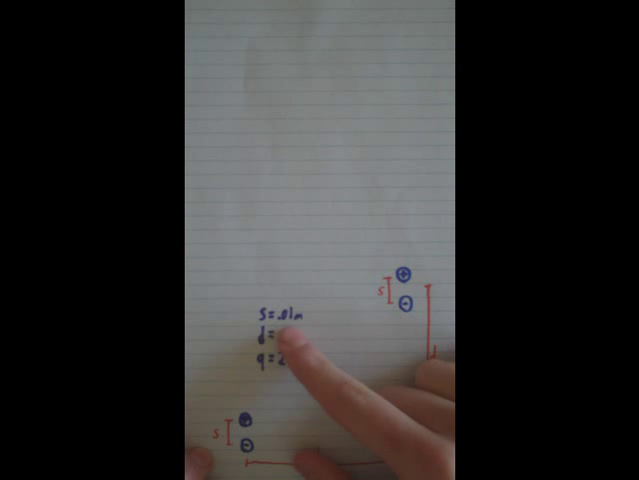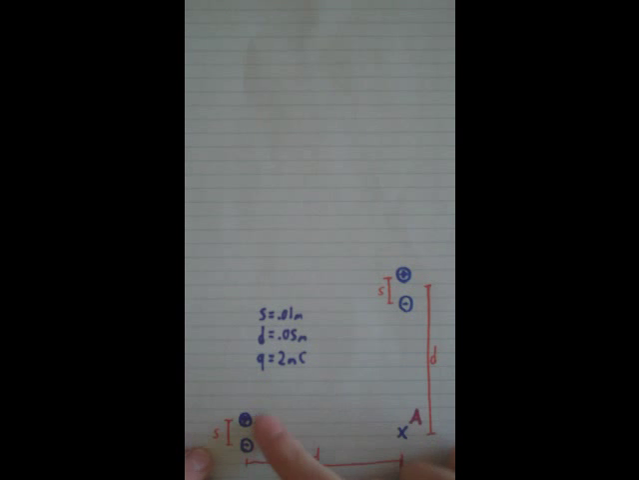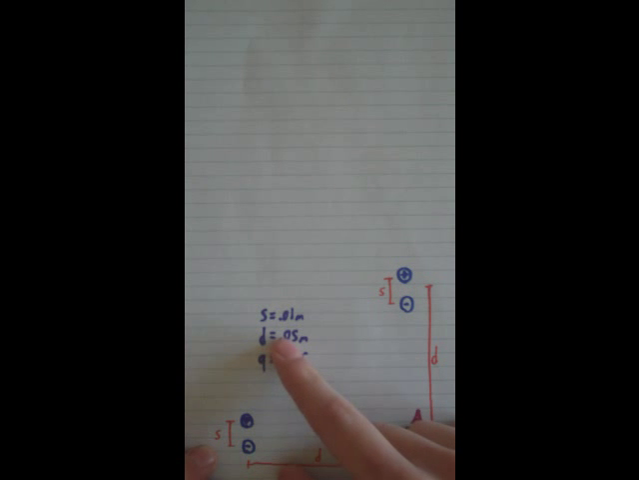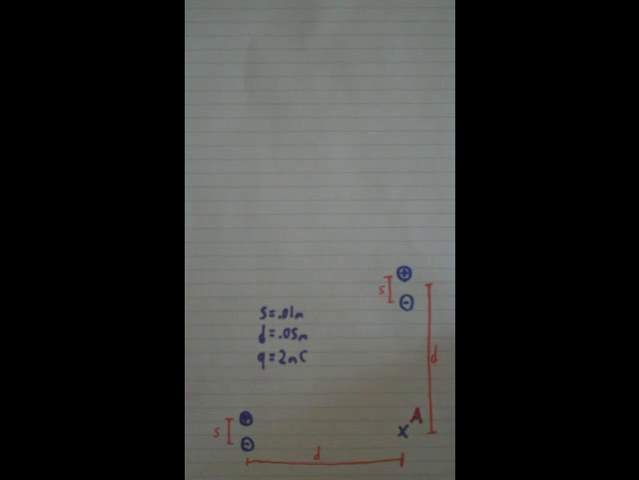S is our distance between our dipoles. It's going to be 0.01 meters. Our distance from this dipole to A and this dipole to A, which happen to be the same distance, is going to be 0.05 meters. And Q, which is our absolute value of charges of each one of our dipoles, is going to be 2 nanocoulombs. So with that, let's get started.